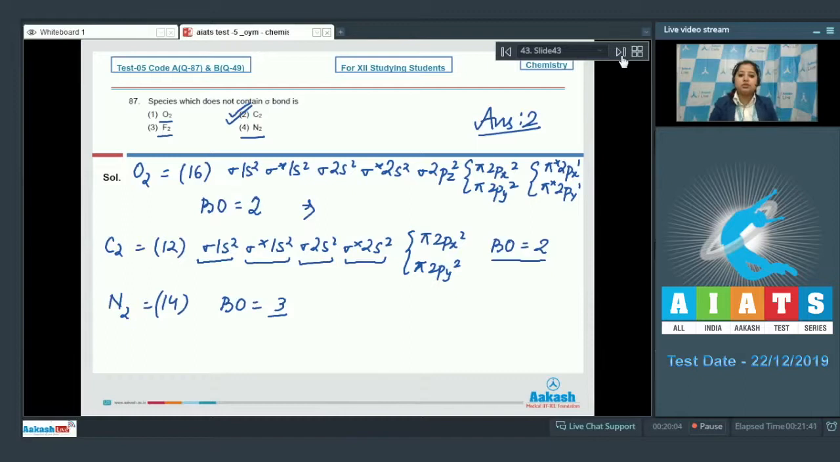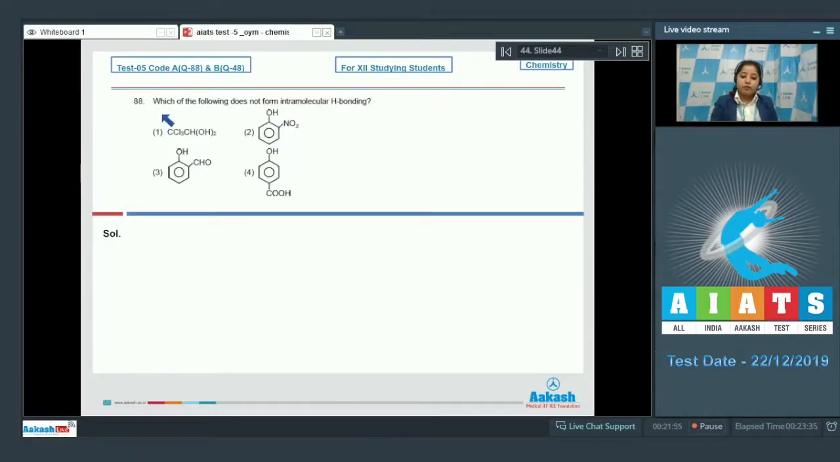Moving to next question, students, which is 88. Which of the following does not form intramolecular hydrogen bonding? Student, when the hydrogen bonding exists within the same molecule, it is known as intramolecular hydrogen bonding, and when it exists between 2 different molecules, it is known as intermolecular hydrogen bonding. Let's find out in which molecule intramolecular hydrogen bonding does not exist.